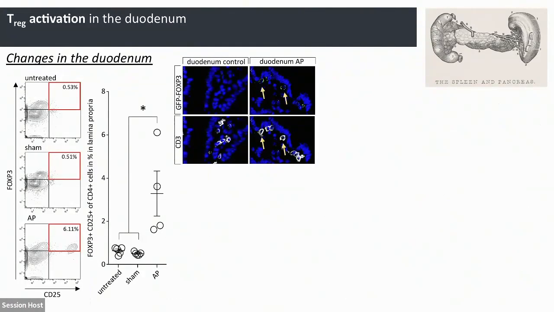We also were interested if we see regulatory T cells in the pancreas, but during acute pancreatitis, I can say we didn't see so much T cell infiltration in the pancreas after 3 days. So we were interested in a different organ, which is also near the inflamed pancreas, and this is the duodenum. We do exactly the same experiment. We isolated T cells from the duodenum, and we see also in acute pancreatitis mice compared to untreated mice or sham-operated mice, an increase of regulatory T cells in the duodenum.